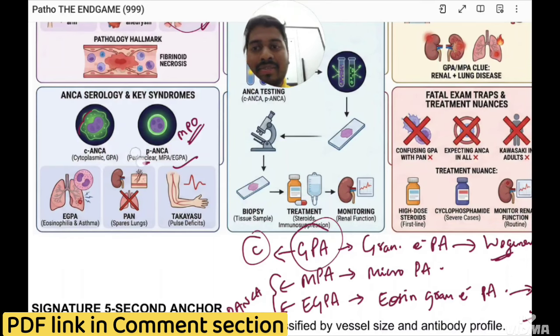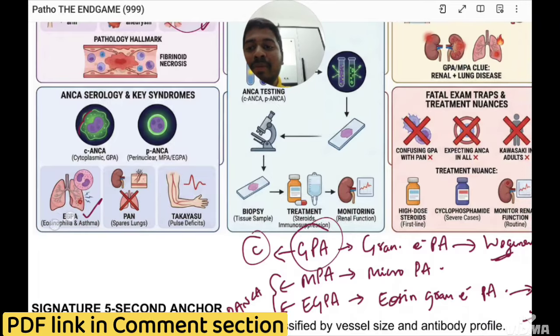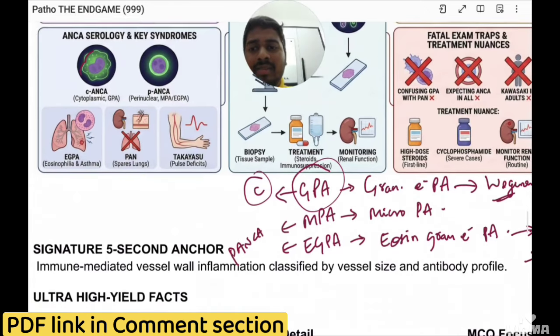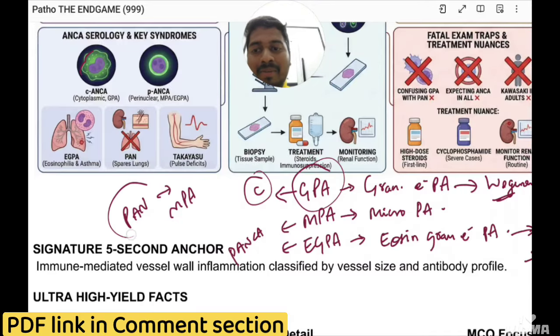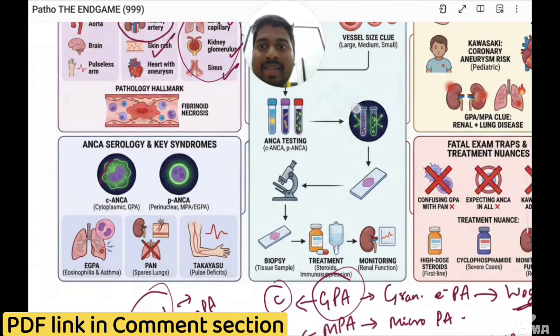Just see this image and you will never forget it. Okay, now EGPA, that is Churg-Strauss syndrome, has eosinophilia along with asthma. Okay, and polyarteritis nodosa spares lungs. This is one important point, because this polyarteritis nodosa you often confuse with microscopic polyangiitis. Okay, polyarteritis nodosa is what? Polyarteritis nodosa is something which affects kidney. Remember, it affects kidney. It affects the skin also, but it is a medium vessel vasculitis.